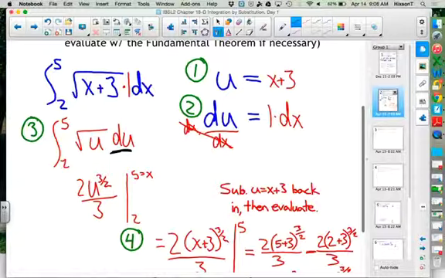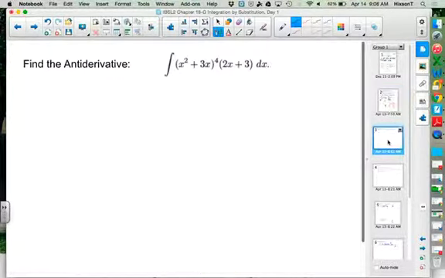Can we do more examples of this? Yes, that's what I want to do quite a few of today. So let's take a look at this one, for example. This one's a little more complex. We have the integral of x squared plus 3x all to the 4th power times 2x plus 3.